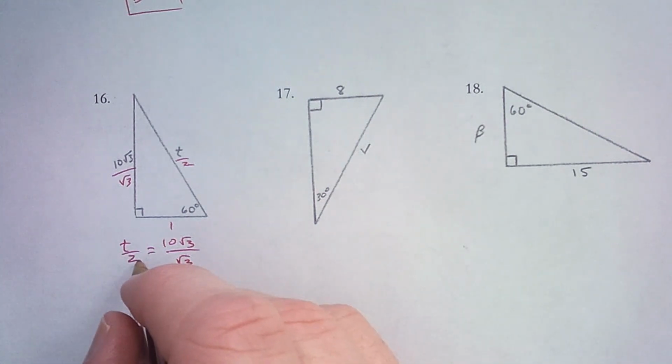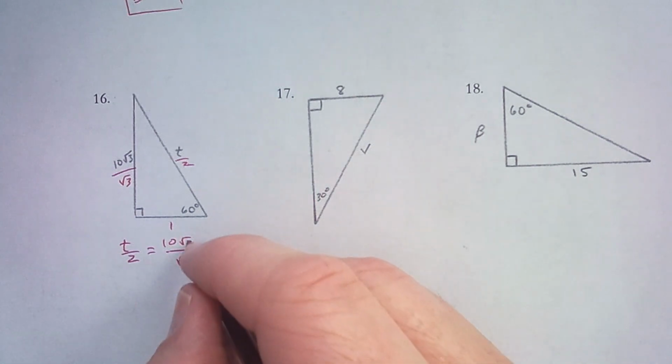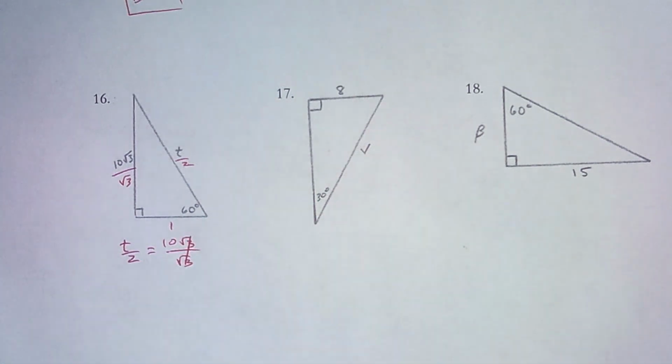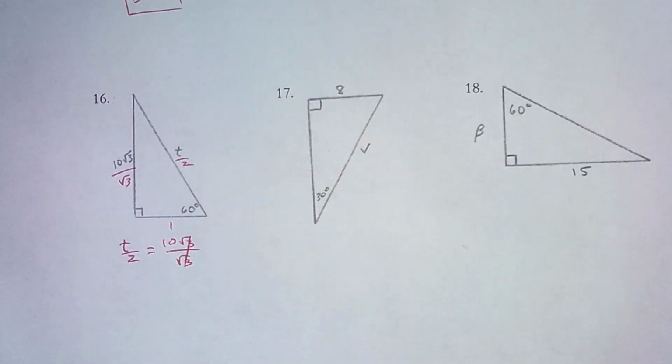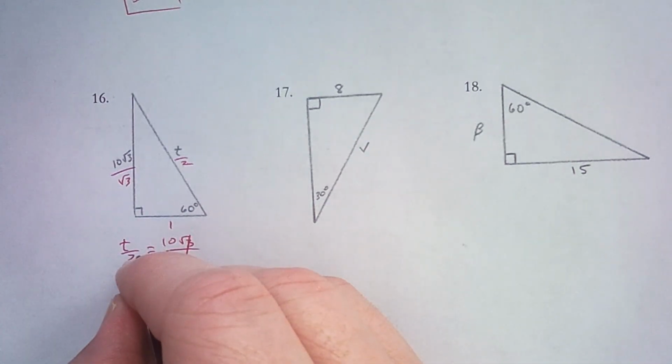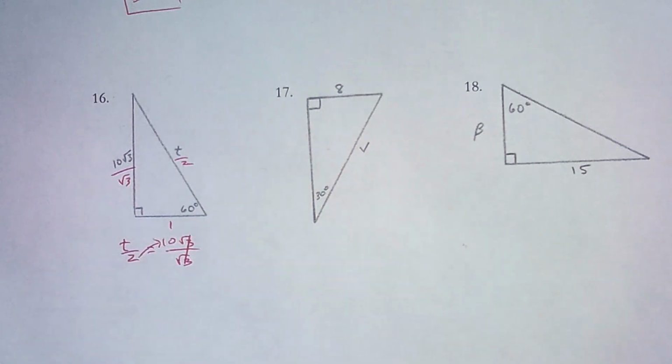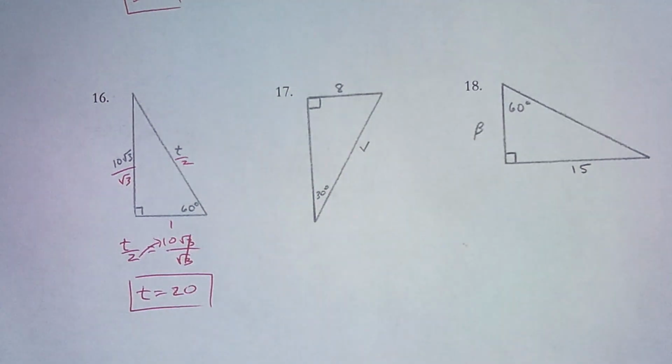Okay, so I've got two things I can do here. One, I've got root 3 over root 3. I can cancel those. So I have really 10 over 1. And I can multiply across diagonally and get t is 2 times 10, which is 20.